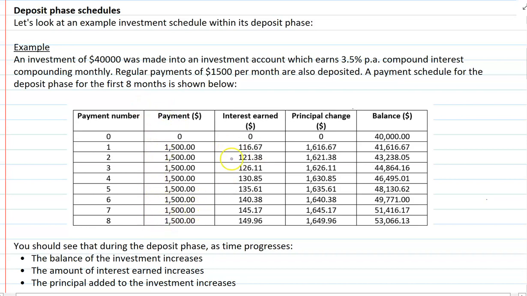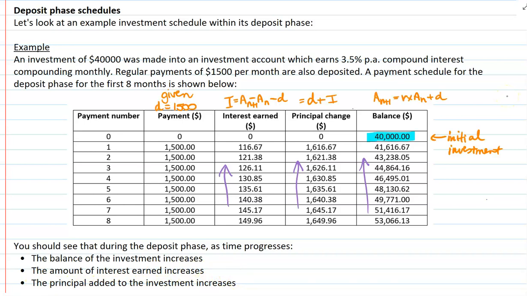So you should be able to see that as time goes on, the interest you earn will increase in a deposit phase. Moving over to the principal change, this is how much your principal changes over the duration of the loan. So again, as we progress through time, you'll see that those amounts increase as well. And also common sense, because it's an investment situation, our balance increases. So you should see that during the deposit phase, as time progresses, the balance of the investment increases, the amount of interest earned increases, and the principal added to the investment increases.